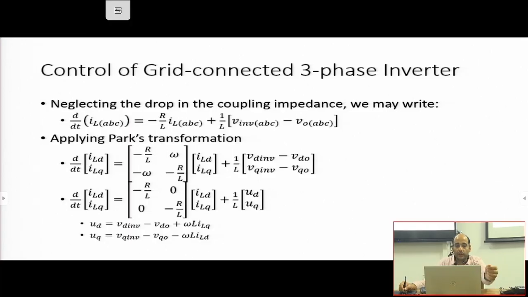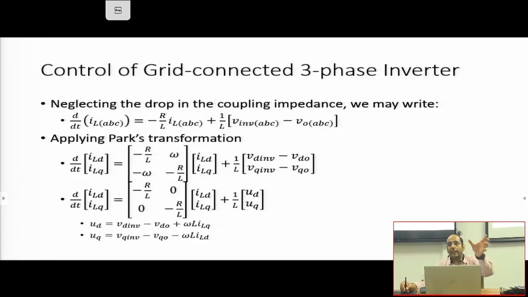Okay, so you can do this. I am not doing it here because otherwise it will take a lot of time. So I have given the derivation here. Quickly I am going through it. So now what we are doing is the transformation of the ABC to DQ domain along with the Park transformation of the differential equation. So what happens now? Omega terms come up. And second thing, you see here I have written d by dt of IL ABC.